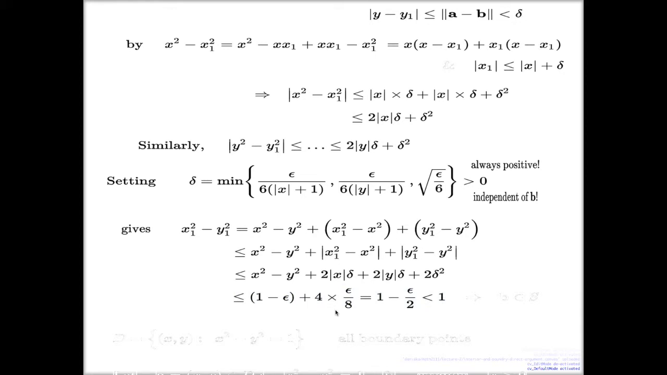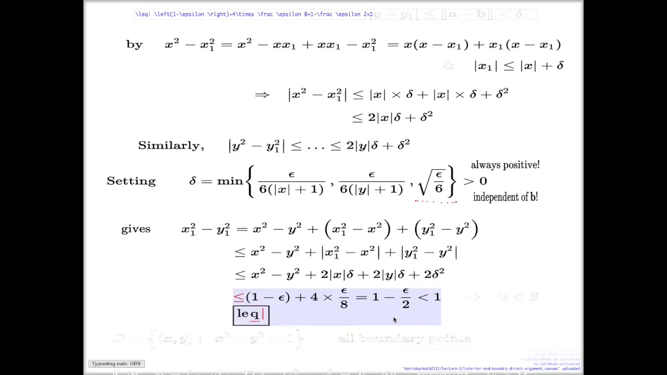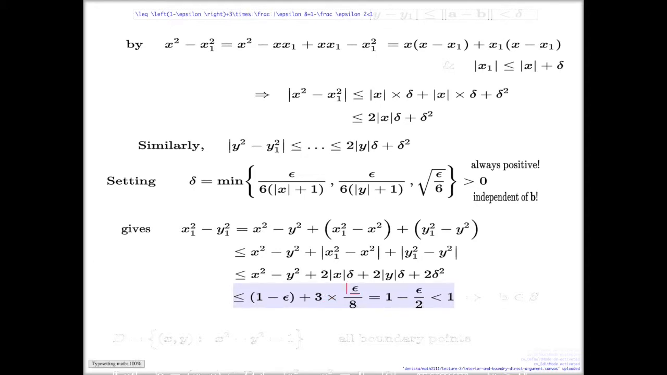Actually, I did some arithmetic here in one step. If I replace this delta with the first component here, it will be epsilon on 3. If I replace this delta with the second one here, it will be another epsilon on 3. If I replace this delta square with this expression for delta, it will be another epsilon on 3. So actually, it should be here 3 times by epsilon on 3. I even miscalculated a little bit.